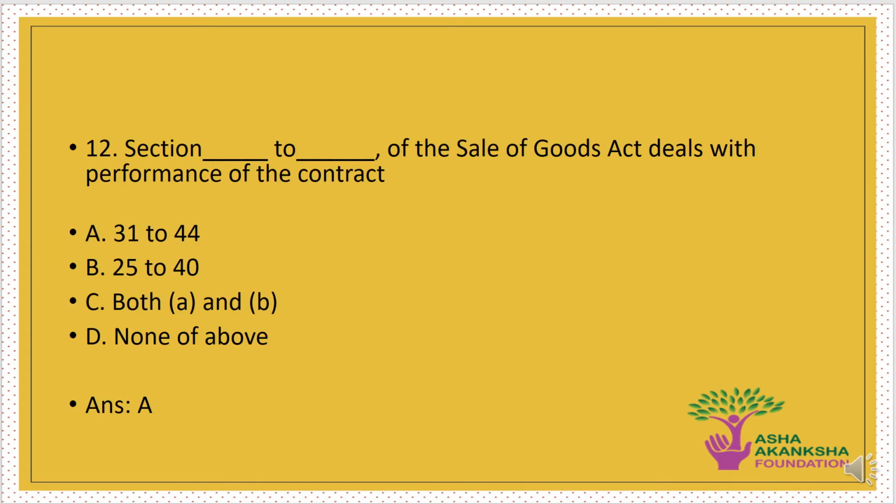The next question is, Section dash to dash of the Sales of Goods Act deals with the performance of a contract. Fill in the blanks. Options are A, Section 31 to 44, B, Section 25 to 40, C, Both A and B, or D, none of the above. The correct answer to this question is option A, that is, Section 31 to 44 of the Sales of Goods Act deals with the performance of a contract.